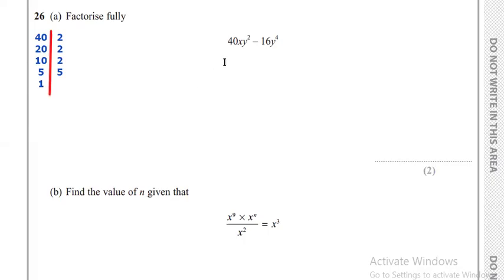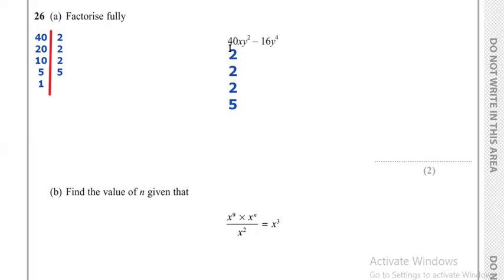So I can write them here. I'll make this bigger. So we have 2, 2, 2, 5. These are the prime factors of 40. I'll do the same with the 16 after I finish this element.